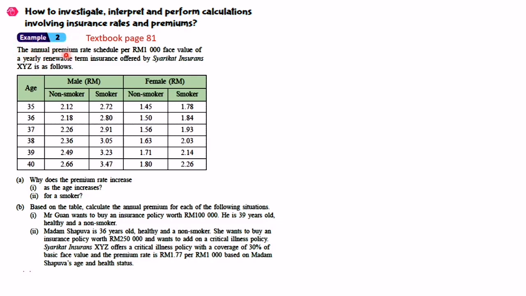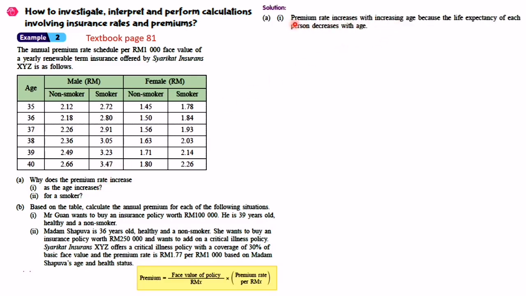The annual premium rate schedule per 1,000 ringgit face value of a yearly renewable term insurance offered by Syarikat Insurance SYZ is as follows. A. Why does the premium rate increase as the age increases? Premium rate increases with increasing age because the life expectancy of each person decreases with age.